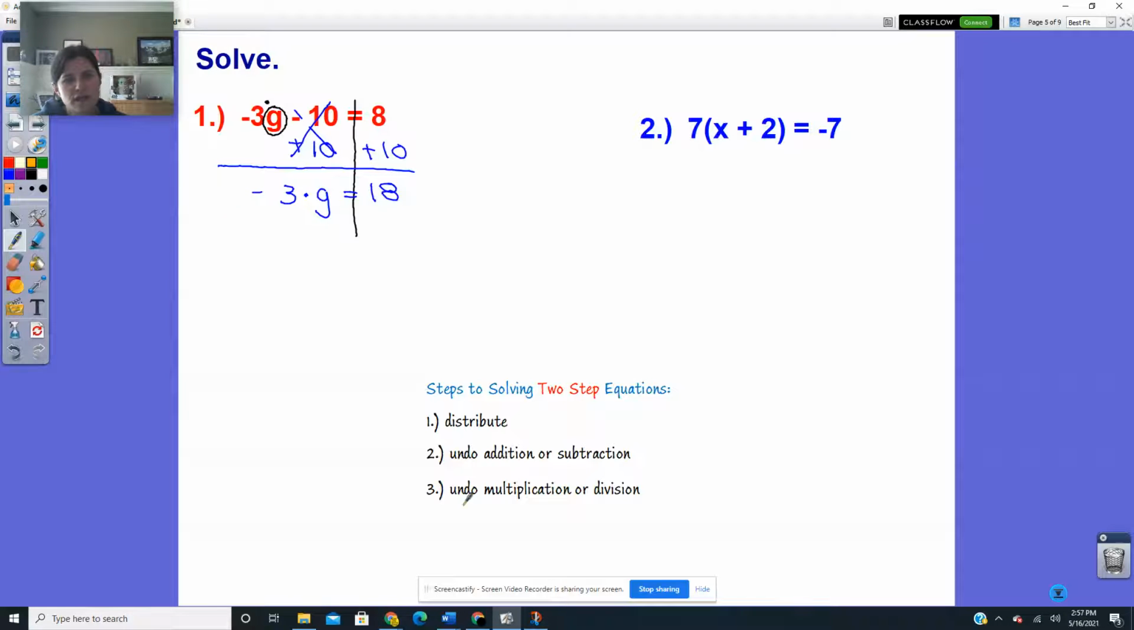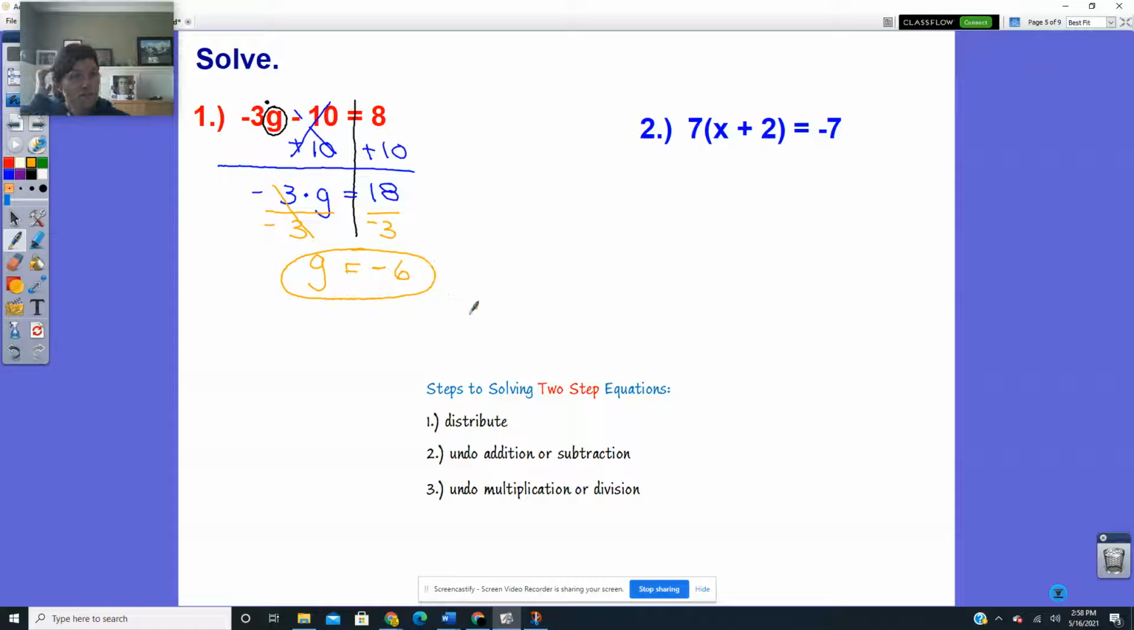Step 2 then is that we undo the multiplication or division. So I'm going to undo a times negative 3 by dividing by negative 3. It makes that a 1, and 1 times g is just g. But if I divide one side of a balanced equation by negative 3, I have to divide the other side by negative 3. And we end up with g equals negative 6.